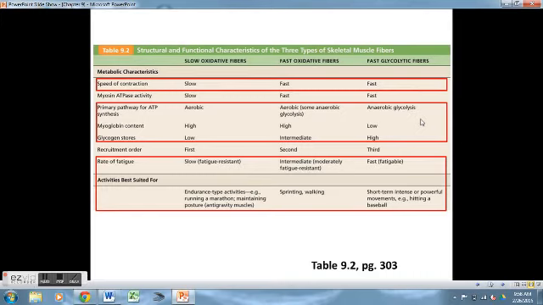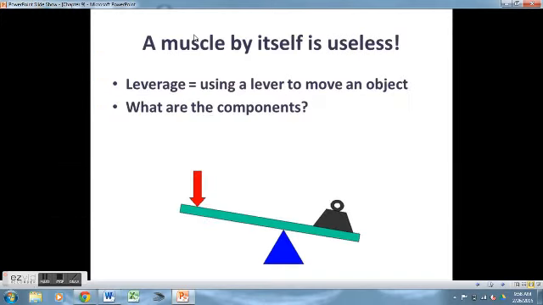But if we want to do more prolonged activities, which you're doing right now because your head is being held up by your muscles, we're going to rely on slow oxidative fibers. So make sure you take the time to take a look at this table on page 303, study it up, know how to compare these different types of fibers to each other.